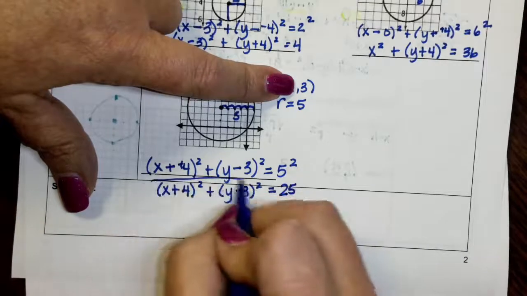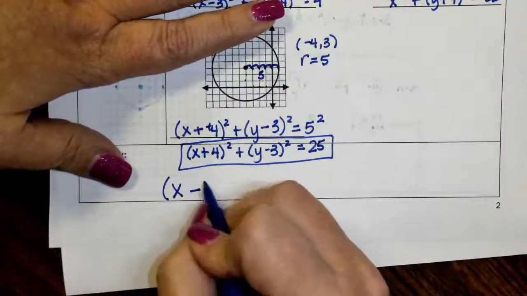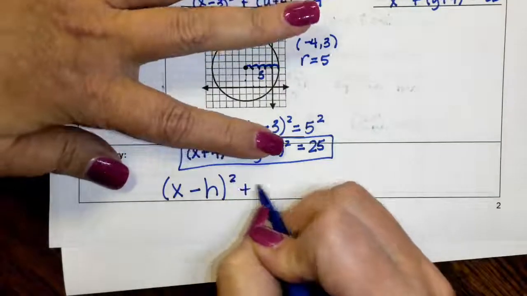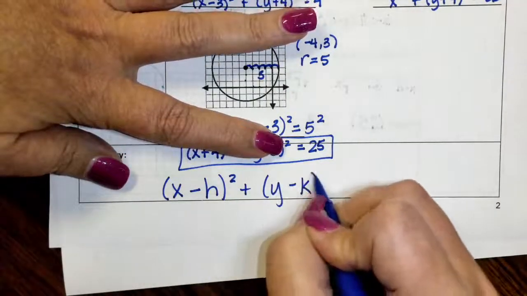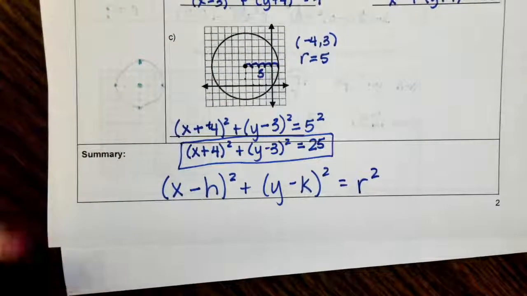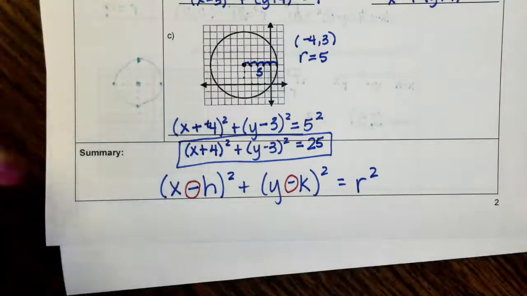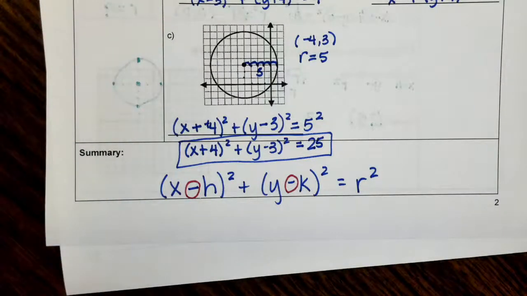Okay, so it comes down to the formula x minus h squared plus y minus k squared is equal to r squared. And this is the part you have to be careful with: that subtraction is a standard part of the equation. And so that affects how you take out or put in the center of the circle.